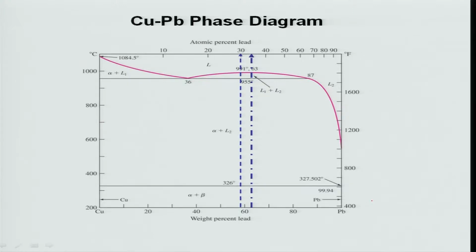The copper-lead phase diagram has a monotectic reaction at this temperature, 955, you can see here. So here L1 becomes alpha plus L2, and this is the L1 plus L2 phase field. Forget about these dots and lines, they are basically two composition things. Then there is a eutectic reaction present here, at 99.94% of lead, very close to pure lead composition, that is why it can be seen.